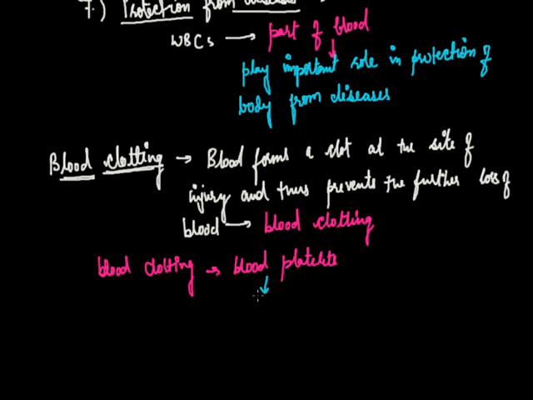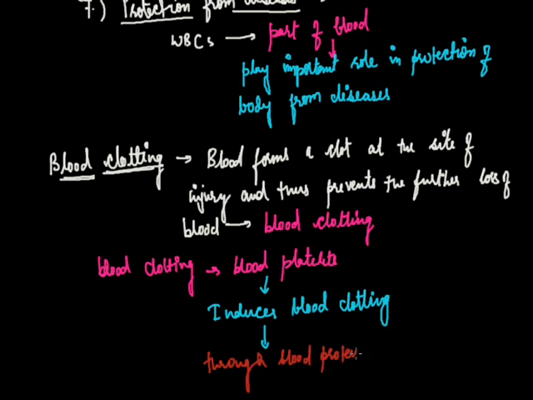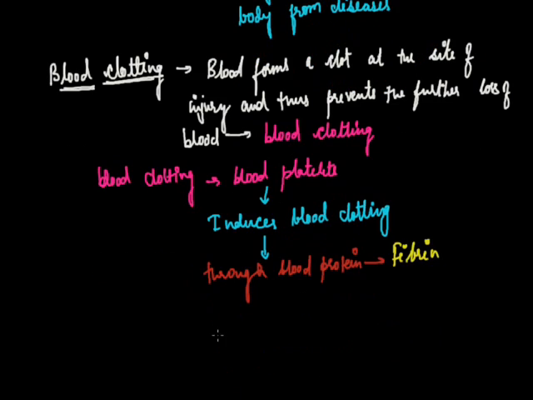So when an individual gets an injury and the flow of blood starts, blood platelets induce blood clotting through the protein called fibrin. This fibrin forms a network which entangles RBCs and blood platelets to form a plug or clot over the injured area.